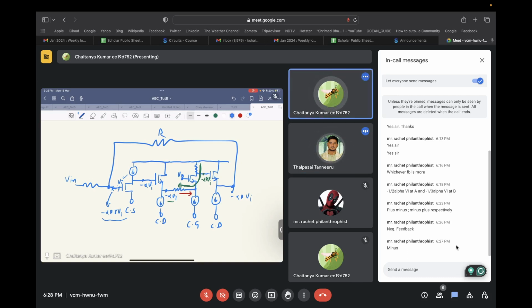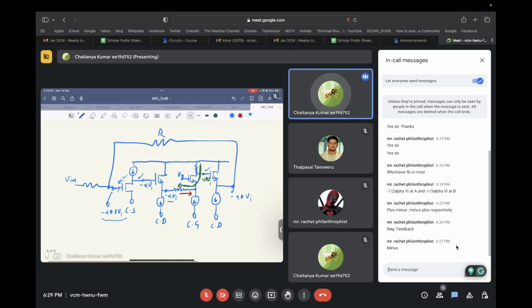Now, one more thing. I said that it is important to break the loop at a high impedance node. This need not be the only high impedance node. You could have broken the loop over here also, or over here. No matter where you would have broken the loop, you would have got the same kind of response.